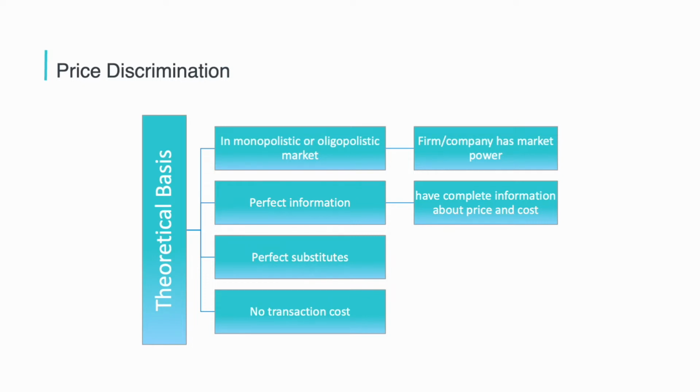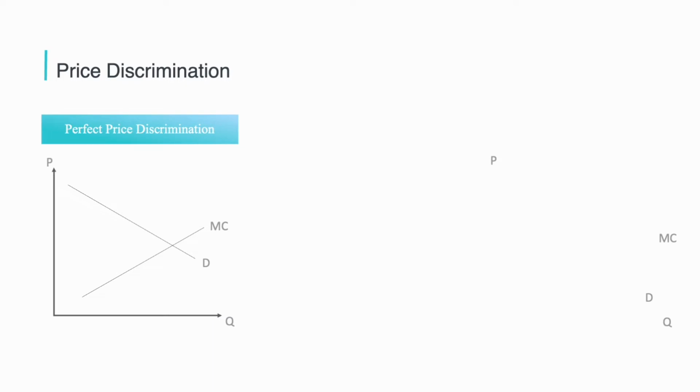And the second, the firm has complete information about price, cost, and utility of their goods. And the third, those goods from the firm are perfect substitutes. And the fourth, the market has no transaction cost. While the purpose of the price discrimination is to capture the market's consumer surplus, price discrimination allows the sellers to generate the most revenue possible for a product or a service.